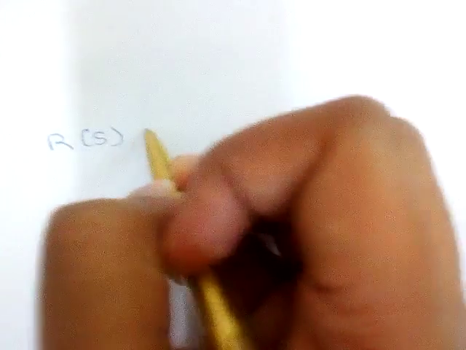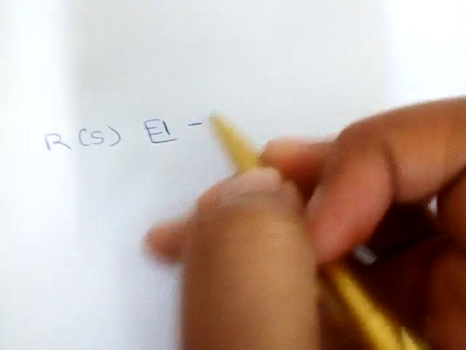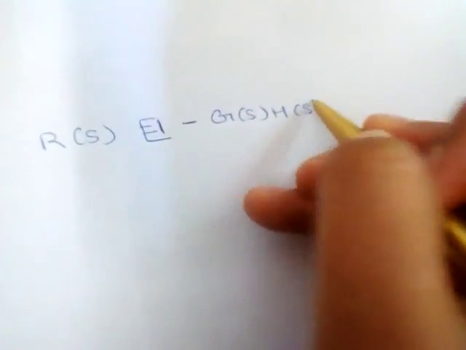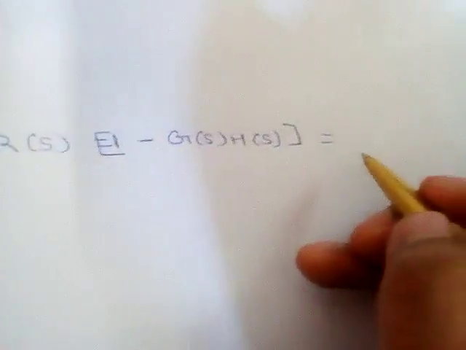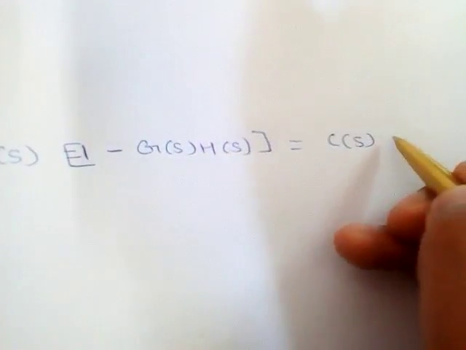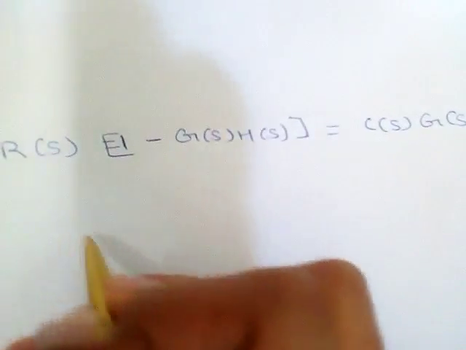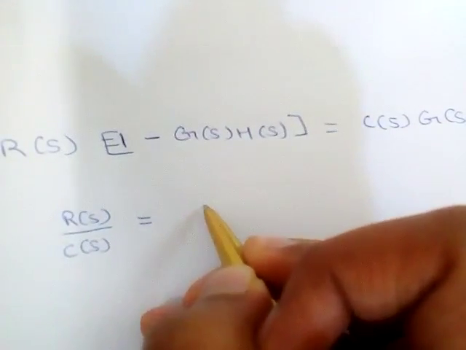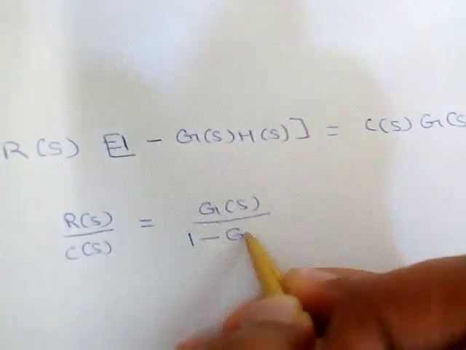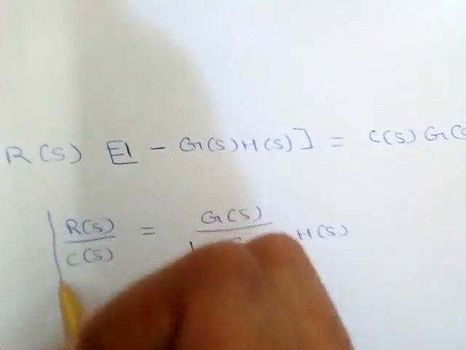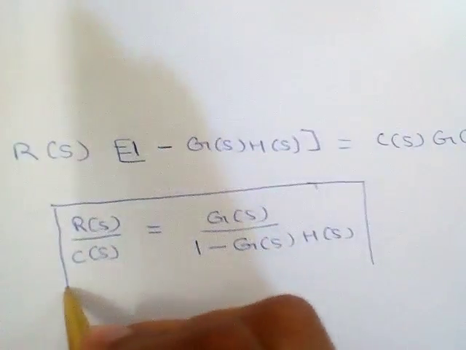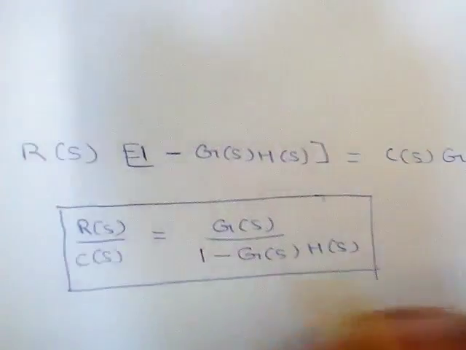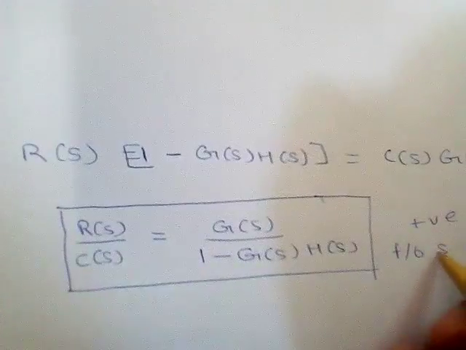Using this previous equation, what was the previous equation? R of S into 1 minus G of S into H of S is equal to C of S into G of S. Solving this equation, we will get R of S divided by C of S is equal to G of S divided by 1 minus G of S into H of S. This is the transfer function of the total system of a positive feedback system.